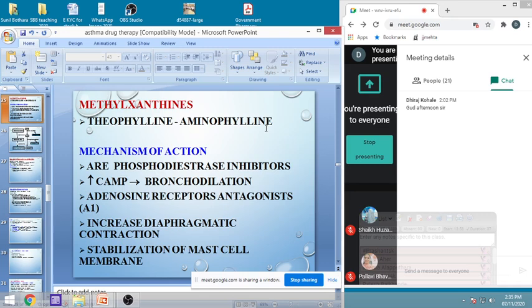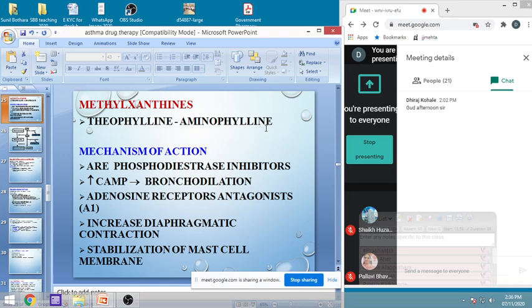Now this cyclic AMP is metabolized by the phosphodiesterase enzyme, and this enzyme is inhibited by these agents. If we inhibit phosphodiesterase, then it will not cause breakdown of cyclic AMP. If the cyclic AMP is not broken down, it will act for a longer time, and if it acts for more time, then it will produce bronchodilation. So that is one mechanism they have.